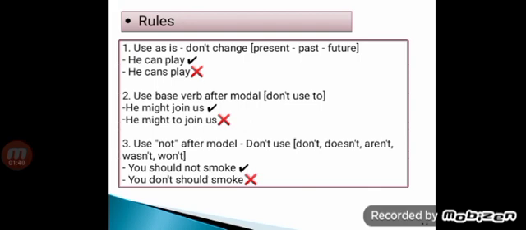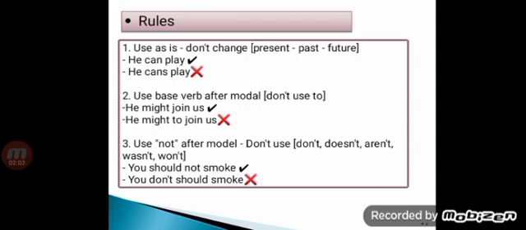Second, use the base form of the verb after a modal. Don't use to. I mean that it is followed by an infinitive verb. So we should say he might join us, not he might to join us.